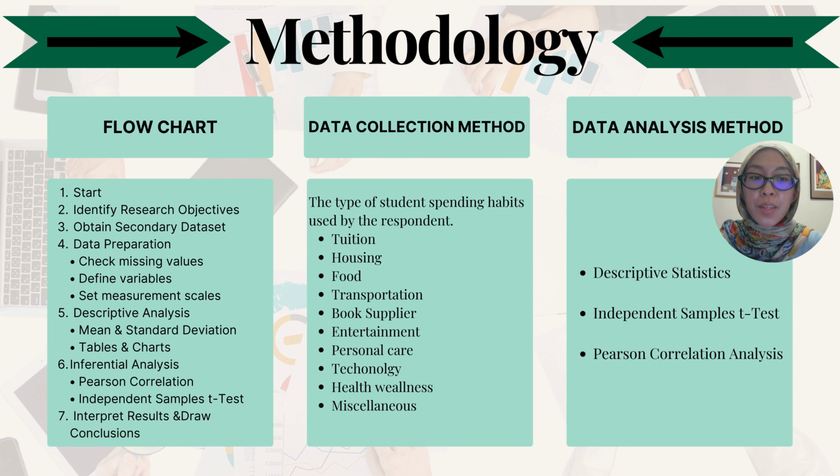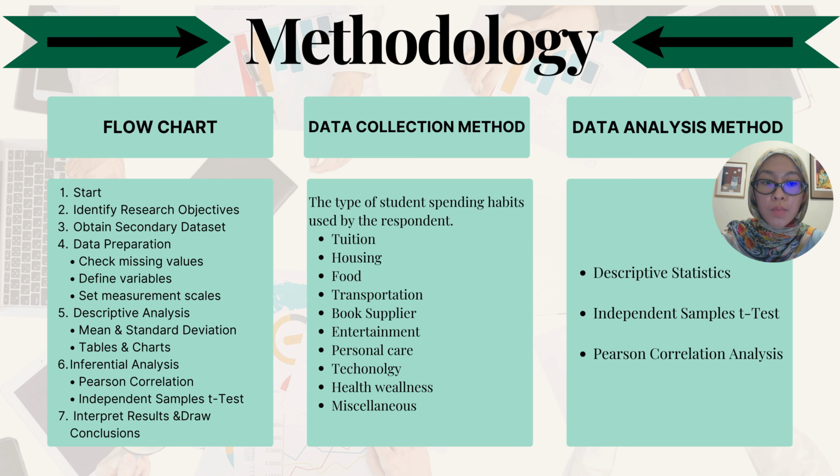Next, I will explain the methodology used in this study. The research began by identifying the research objectives, followed by collecting secondary data. The data was then prepared by checking for missing values, defining the variables, and setting the appropriate measurement scales. Next, descriptive analysis was conducted using the mean, standard deviation, tables, and charts. This was followed by inferential analysis using Pearson correlation and the independent sample t-test. Finally, the results were interpreted and conclusions were drawn.